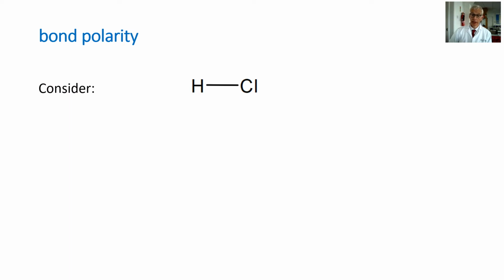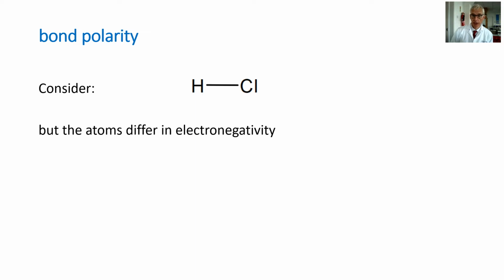So electronegativity is used to explain the phenomenon of bond polarity. So if we look at hydrogen chloride, we've got a covalent bond between a hydrogen atom and a chlorine atom. The atoms do differ in electronegativity. The hydrogen 2.1, chlorine 3.0.